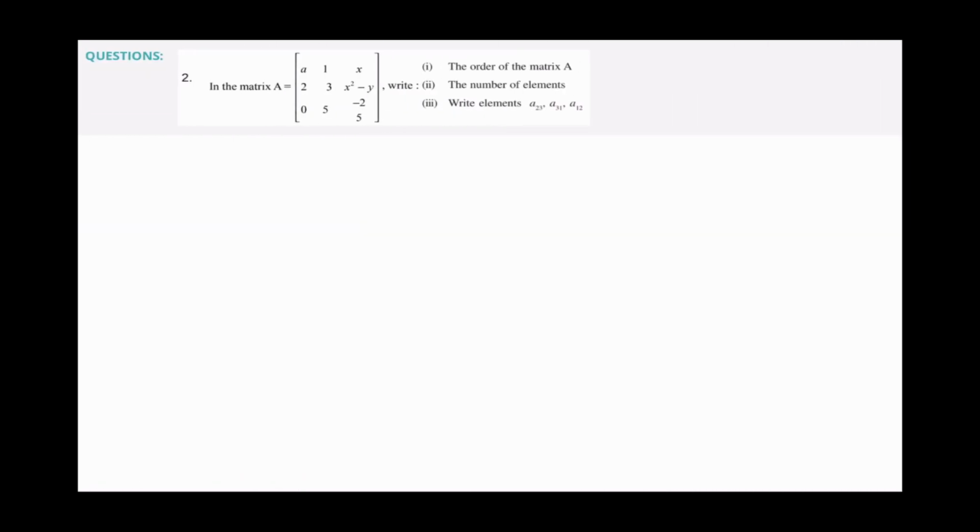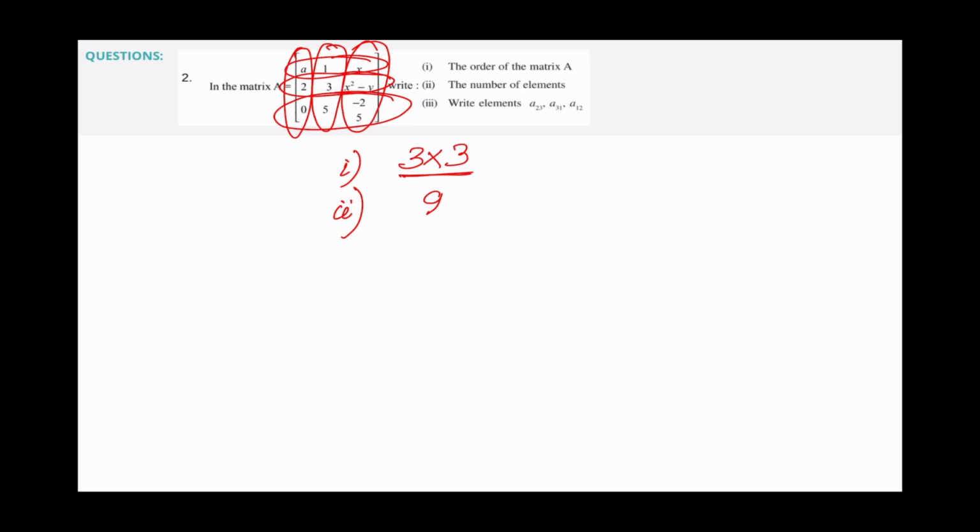Question number 2, what they have given is, you have to find the order of the matrix. If you can see, 1 row, 2 row, 3 row. So 3 rows, and how many columns, students? 1, 2 and 3. So 3 cross 3, very simple. Number of elements, if it is 3 cross 3, directly we have done. 3 into 3 is how much? 9 elements.